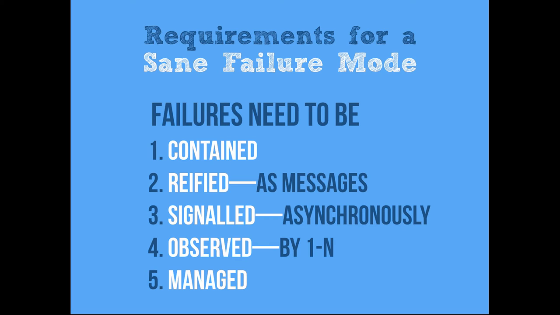Then they also need to be observed. They need to be reified as messages, signaled, and there needs to be someone there to listen to this failure and later manage it. And the nice thing is, if it's failure signaling, then you're not only tied to throwing it right into the client's face, meaning the one component that understands it, but you can send it to anyone that might be interested in the failure of this component. And finally, as I said, management. If the failure is notified to someone outside in another context, then that healthy context can manage the unhealthy, failed component.